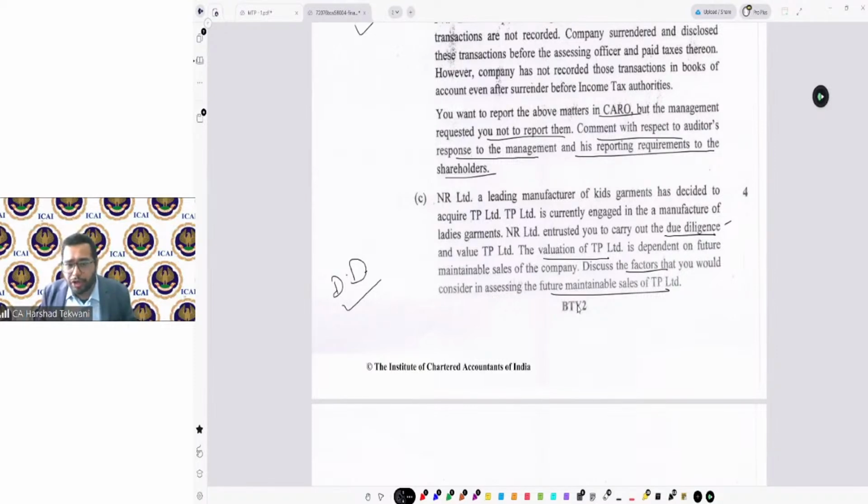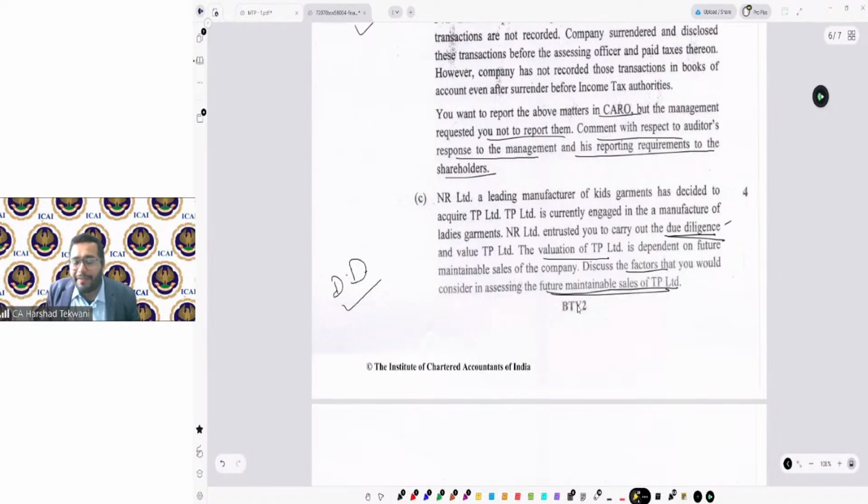they either do not focus on this keyword, what is asked, or they just start writing with respect to due diligence. What is due diligence? Responsibility of the auditor in due diligence, or responsibility of the professional in due diligence. So they write an essay on due diligence, but what is asked is more important. Discuss the factors. You need to discuss the factors, not the due diligence. So again, you need to focus on what is being asked in the exam.